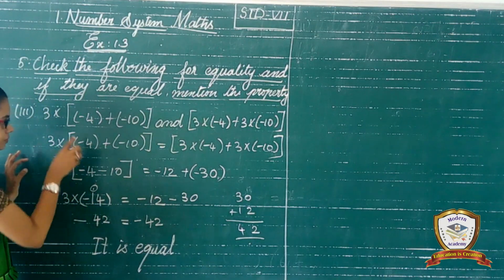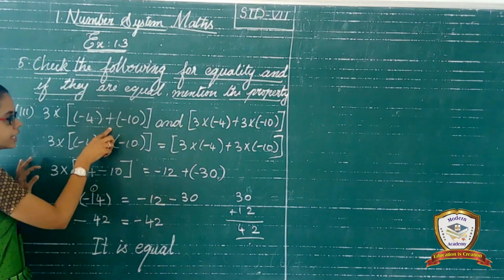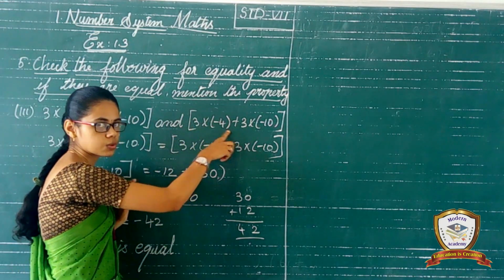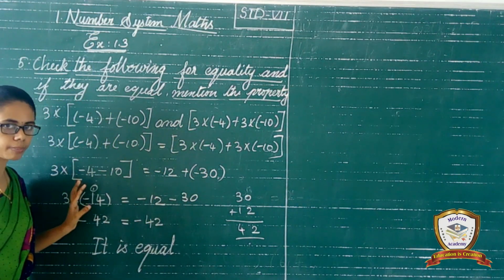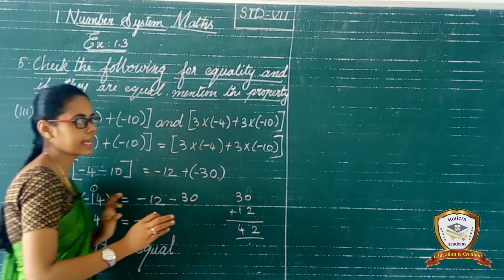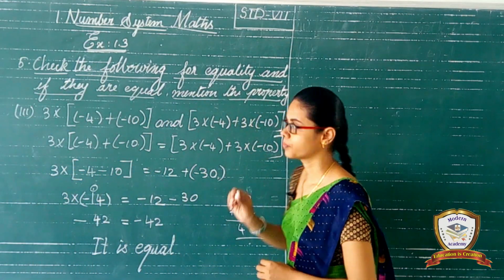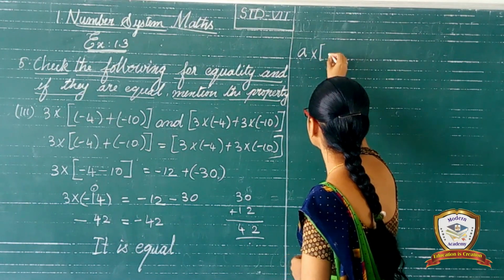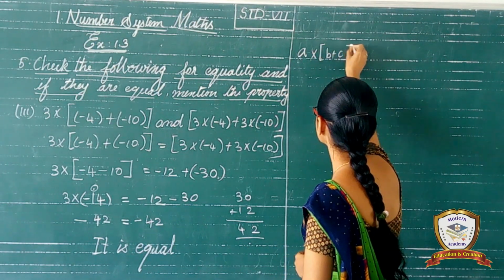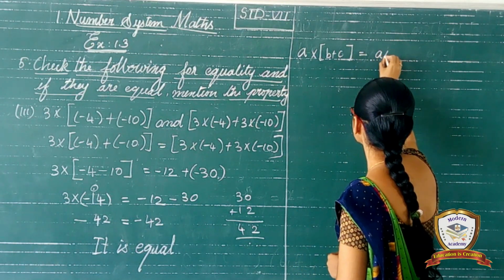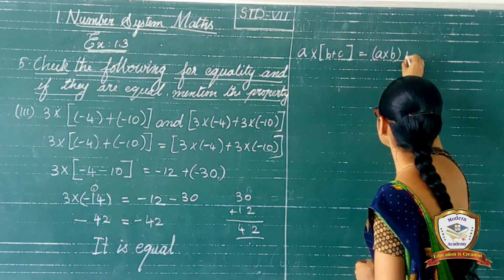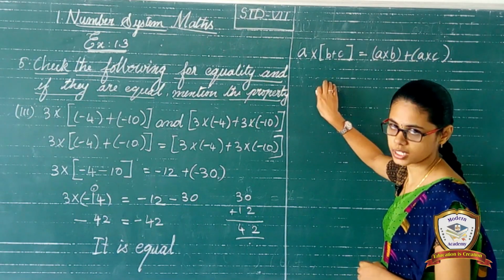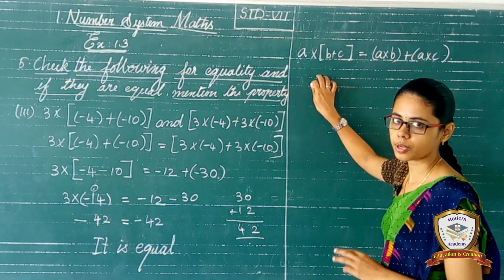Okay. Now let's see. See here, in the center we want to see. Here plus. Here plus. So the property name is distributive property over addition. So let's write the general formula. What's the formula? A multiple of B plus C equal to A multiple B plus A multiple C. Right? So this is the general formula for distributive property over addition.